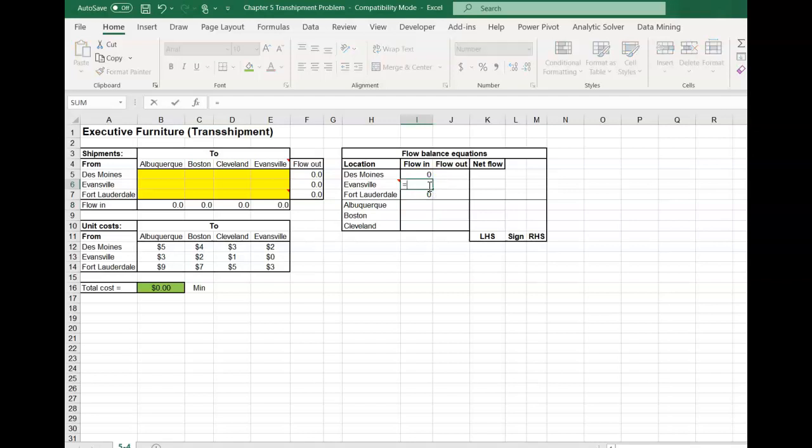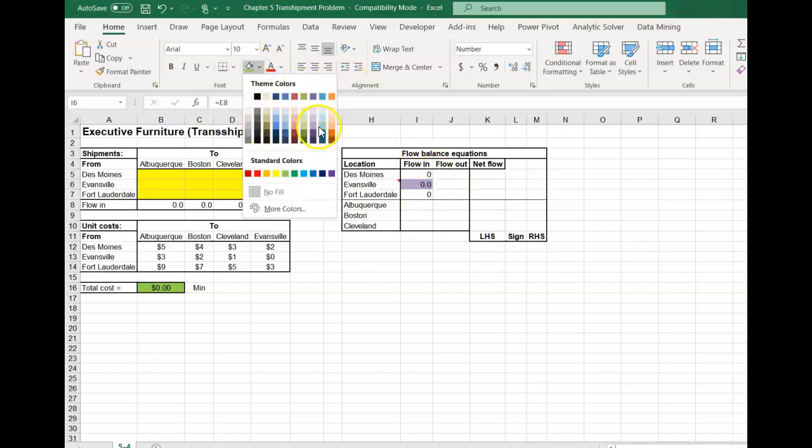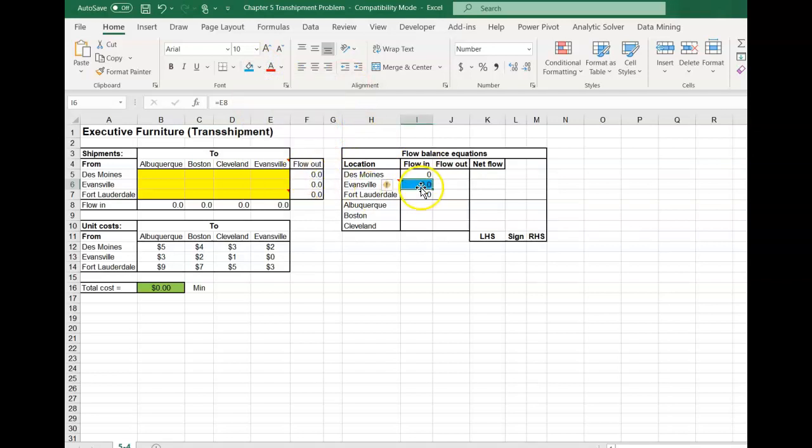Evansville, on the other hand, has inflow from both Des Moines and Fort Lauderdale, and that's equal to the sum that we calculated in E8. So I'll put that equal to E8. And just to make sure that this 0 is different from the other two zeros which I added manually, I will highlight this in blue so that I can remember that there's a formula in there, which is why you see the 0 and not because this 0 was added manually.